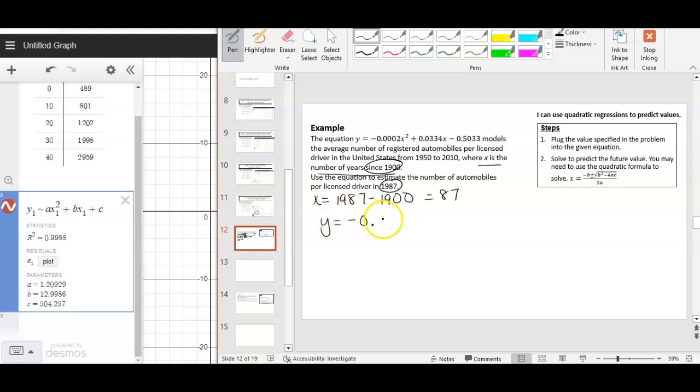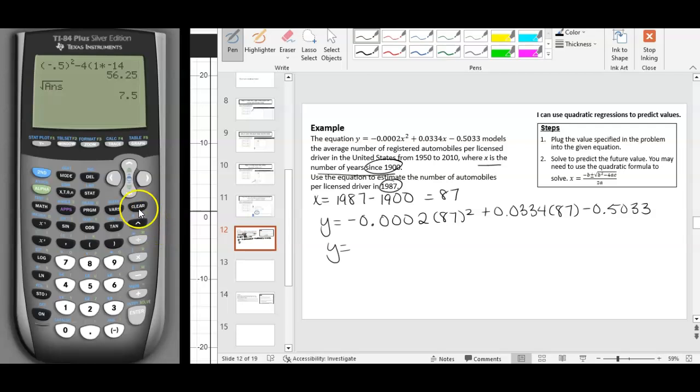So we have negative 0.0002 times 87 squared plus 0.0334 times 87, and then minus 0.5033. So we're just going to do this all in our calculator, right? Because it's just a bunch of number crunching at this point.